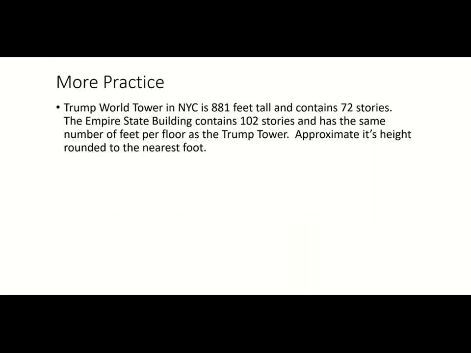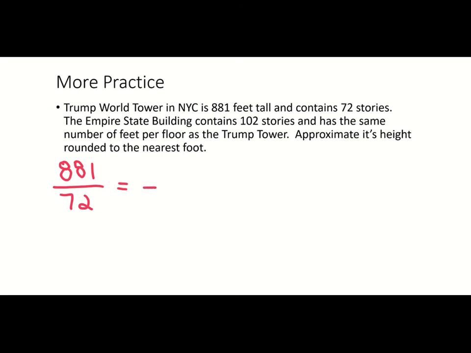All right, and for our last problem, we know that the Trump World Tower in New York City is 881 feet tall, and it contains 72 stories. So the information I know there is to set up my proportion. I know it's 881 feet tall and 72 stories. And then the Empire State Building contains 102 stories and has the same number of feet per floor. Approximate its height to the nearest foot.